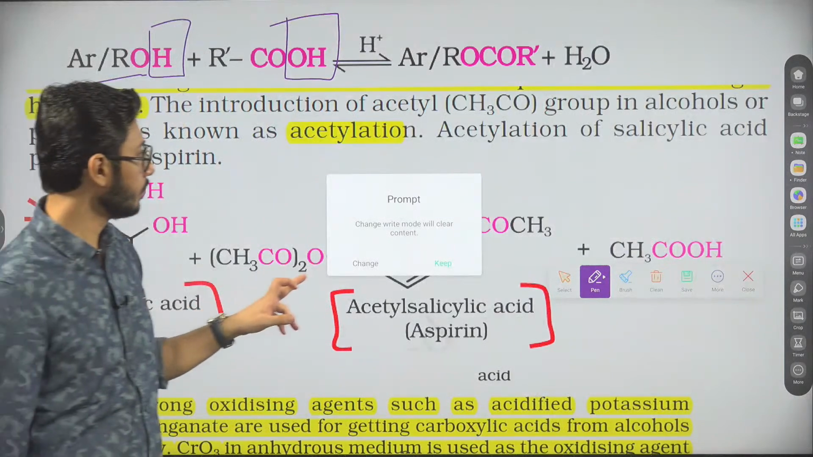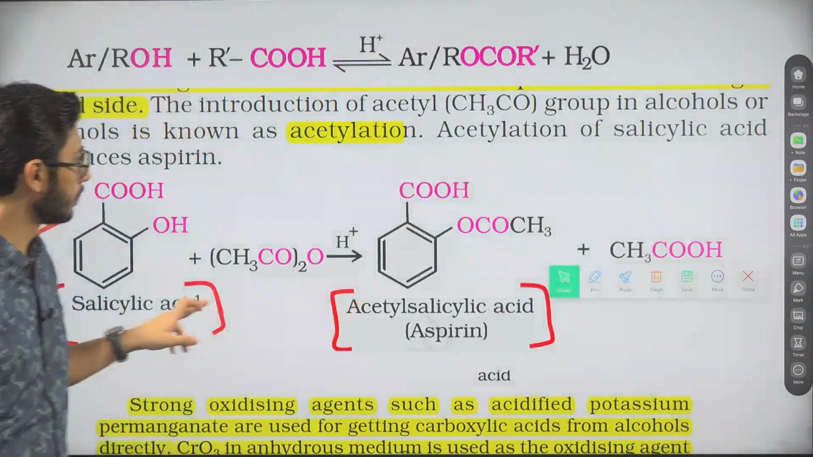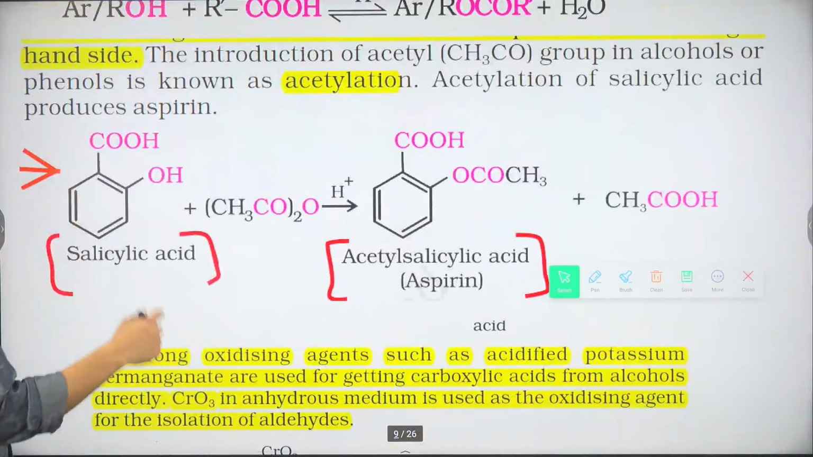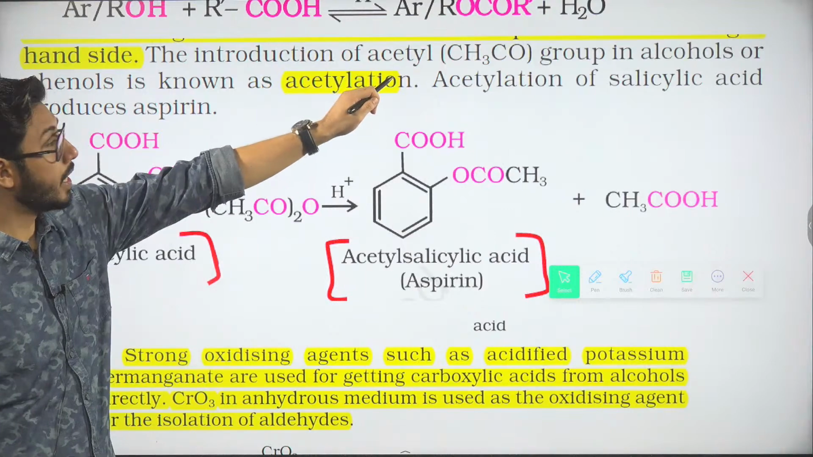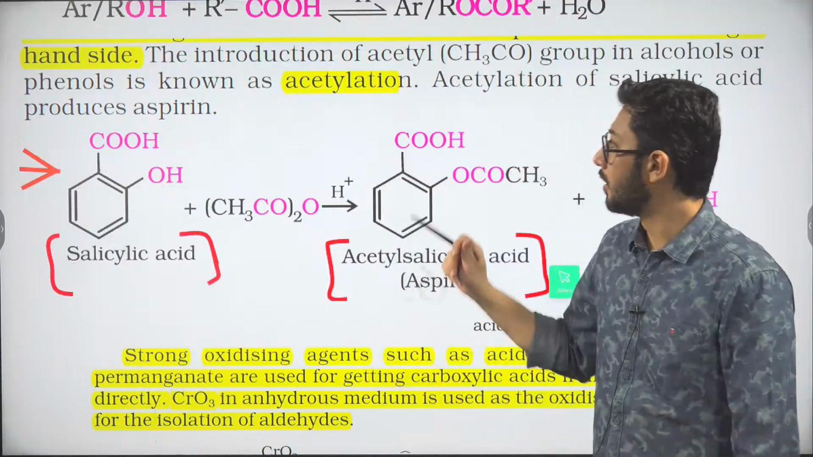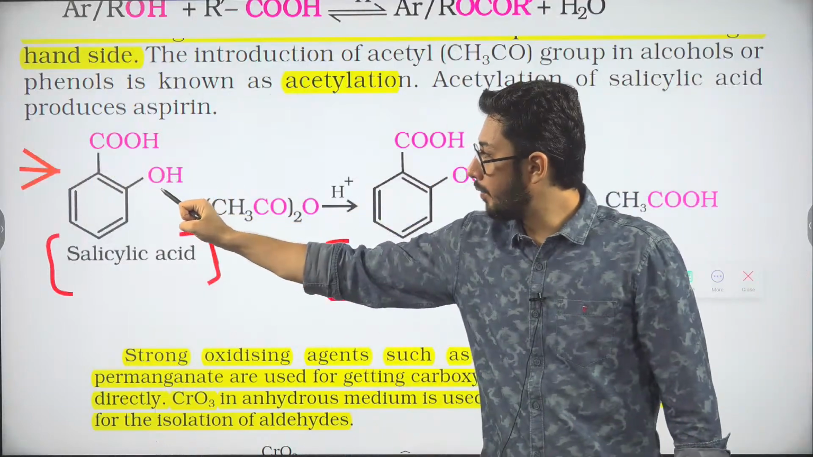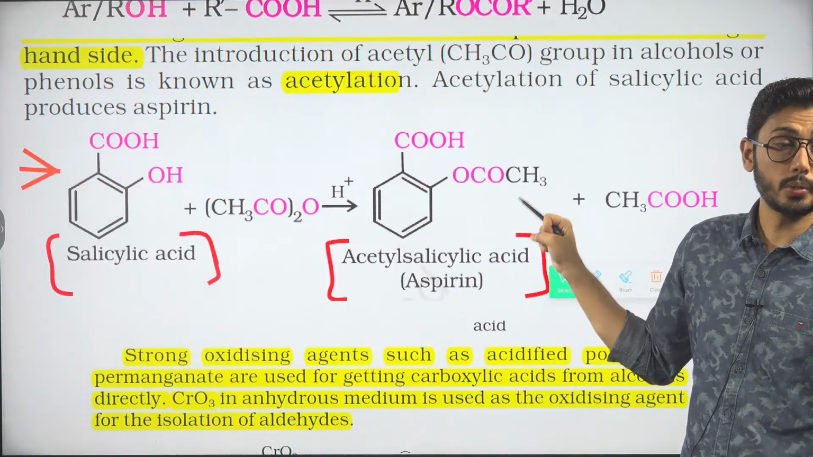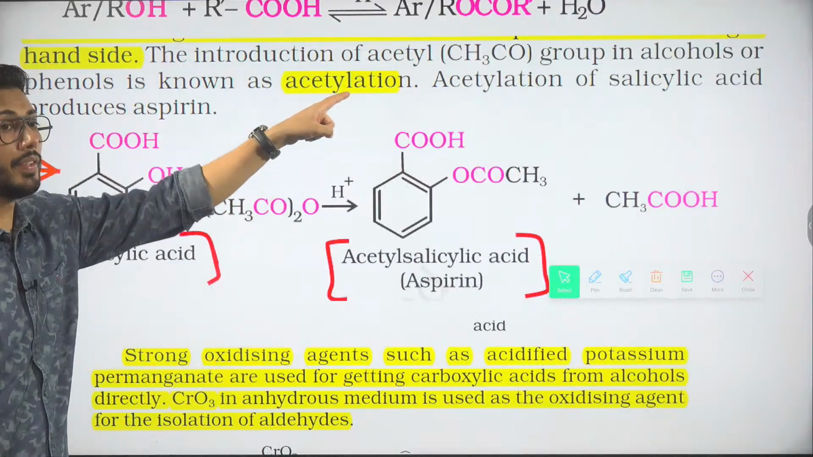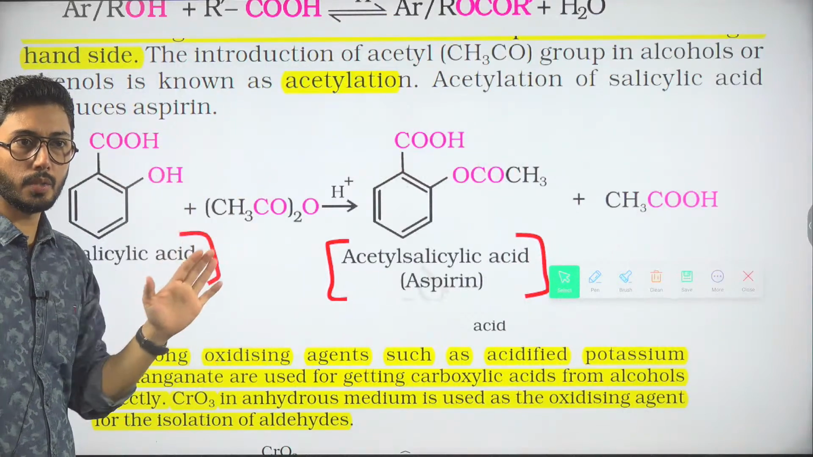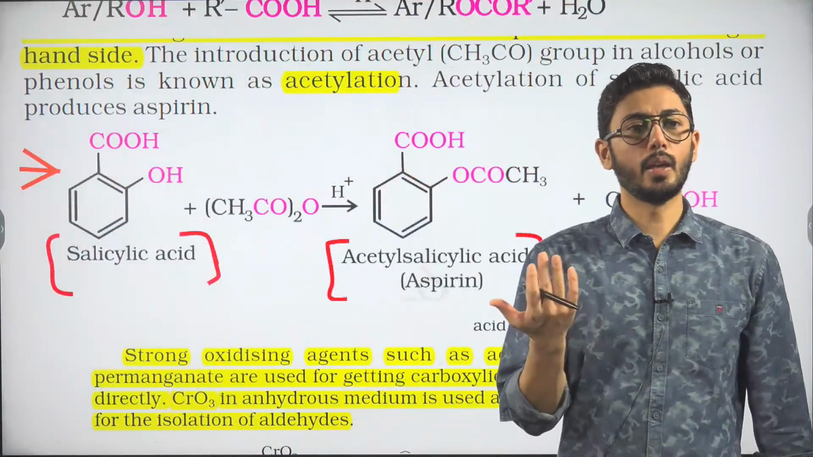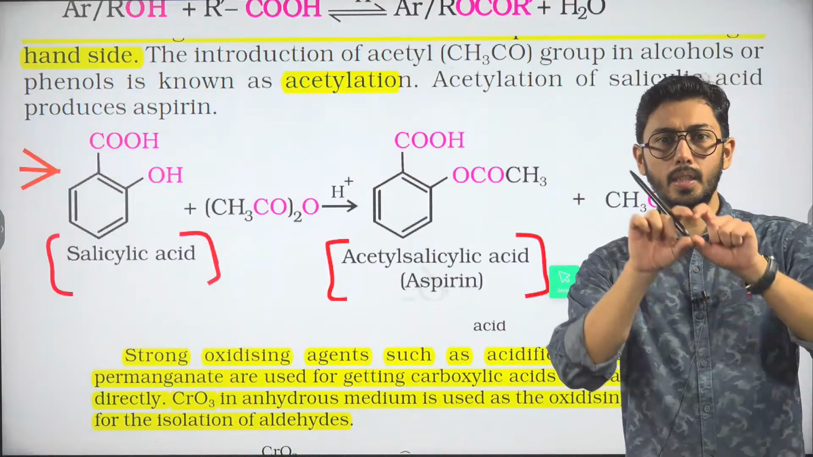Now, what is given here? The introduction of which group? Acetyl group, CH3CO group, in alcohol or phenol, like we are taking here. OH is there, and what is introduced? OCOCH3. So the introduction of which group? COCH3 group in alcohol or phenol. It is the definition of acetylation. Okay, acetylation means we are introducing the CH3CO acetyl group on the alcohol or phenol. This is named acetylation.